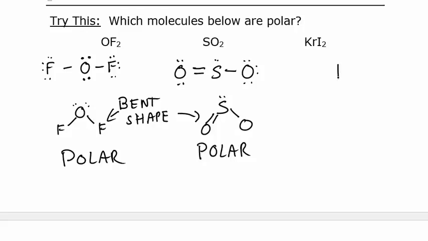The final molecule, krypton with 2 iodines on it, you'll find that you have an expanded octet on the krypton, and the electron geometry is trigonal bipyramid with 3 lone pairs on the planar positions, which yields a shape that is linear.